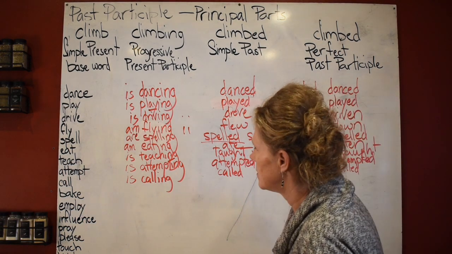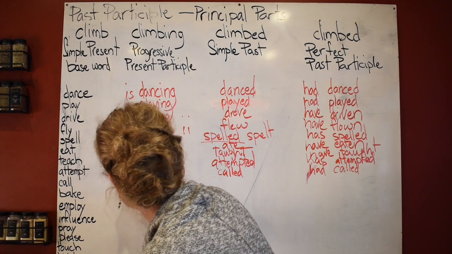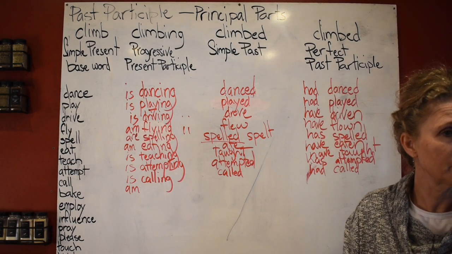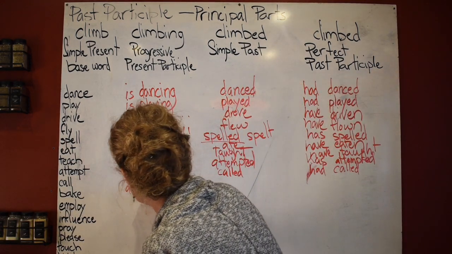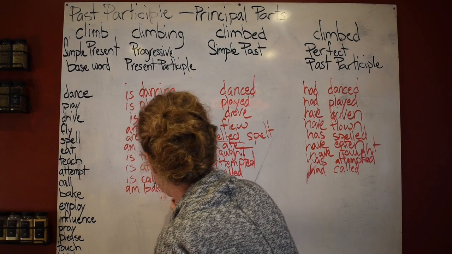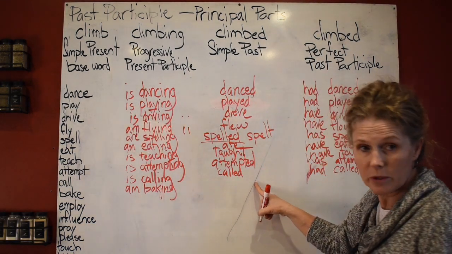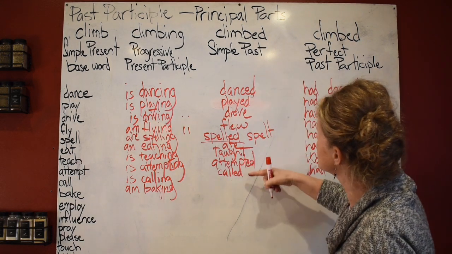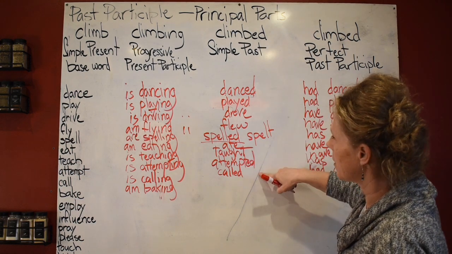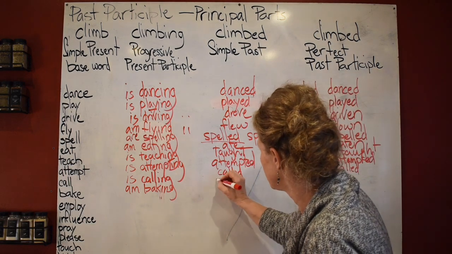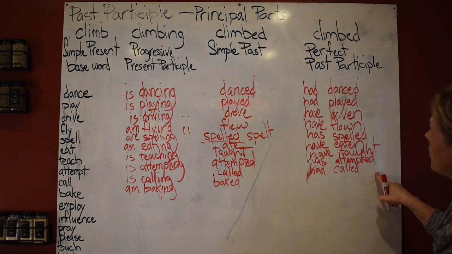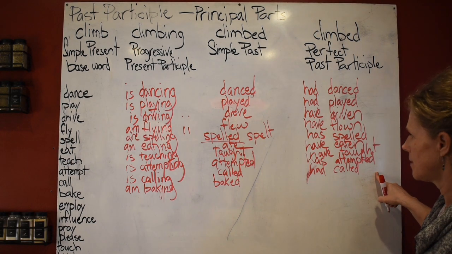Bake. Am baking. Let's go with am. And bake has an E, so what are you going to do with the E? I'm going to drop it. You're going to drop the E and add your vowel suffix, ing. So, what goes here? This is the third principal part. What's your third principal part on bake? Baked. What is your fourth principal part on bake? Had baked. Had baked.